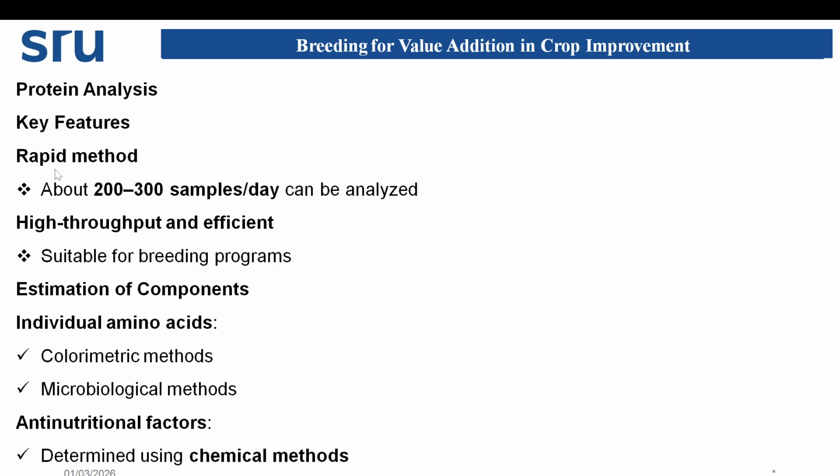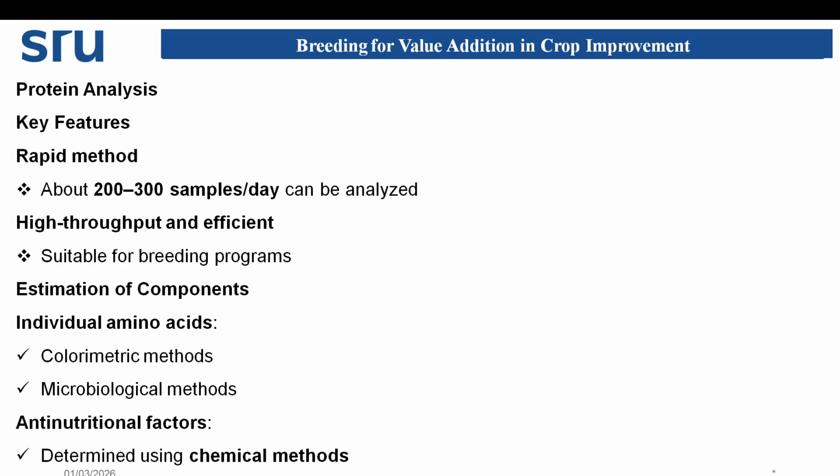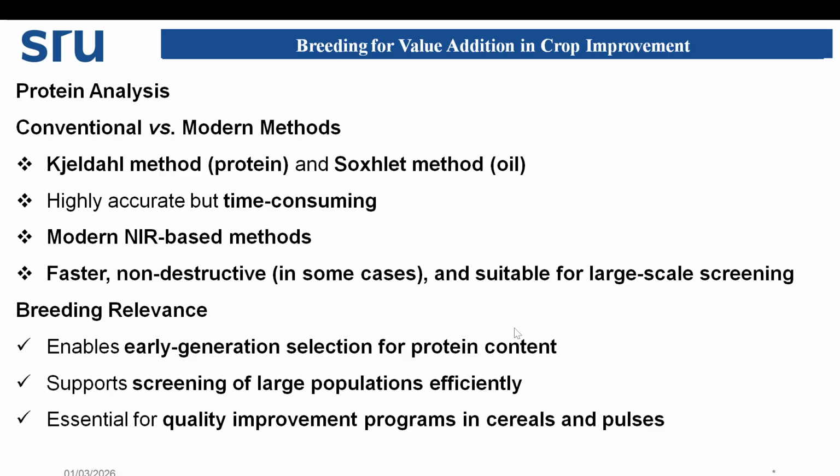What are the key features? Rapid method: 200 to 300 samples per day can be analyzed. High throughput and efficient, suitable for breeding programs. Estimation of components, such as individual amino acids, is done by colorimetric and microbiological methods. Anti-nutritional factors are determined using chemical methods. Conventional versus modern methods: the Kjeldahl method for protein and Soxhlet for oil are highly accurate but time consuming. Modern NIR based methods are faster, non-destructive and suitable for large scale screening.